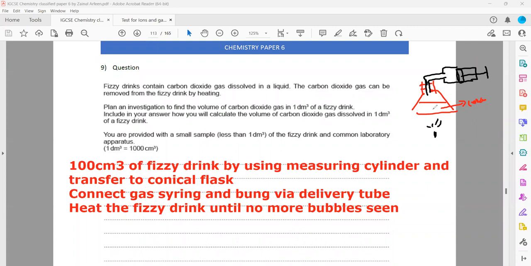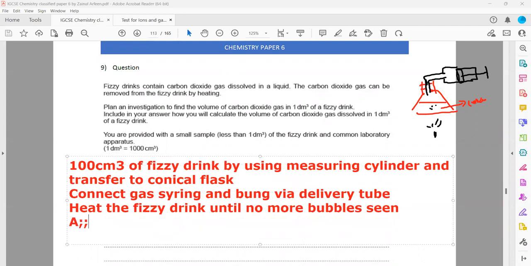So what we'll do, we'll supply the heat energy until the bubbles which are released here, we don't see any bubble formation. Then we wait for the apparatus to cool down, because if you measure the volume at high temperature, it won't be accurate. So allow the apparatus to cool down to room temperature, we can say.